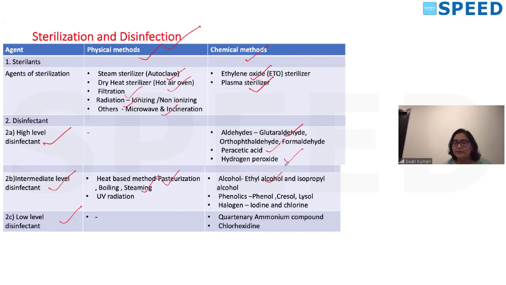Chemical methods: you have ethyl alcohol, isopropyl alcohol, phenols, and halogens, which come under intermediate-level chemical disinfectants. Low-level disinfectants include quaternary ammonium compounds and chlorhexidine.